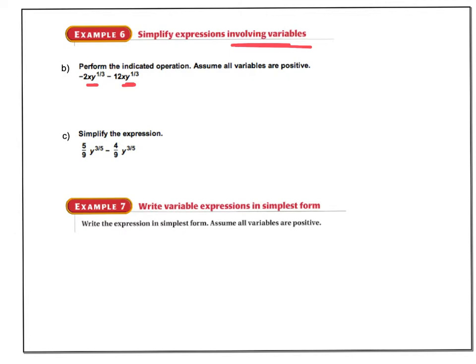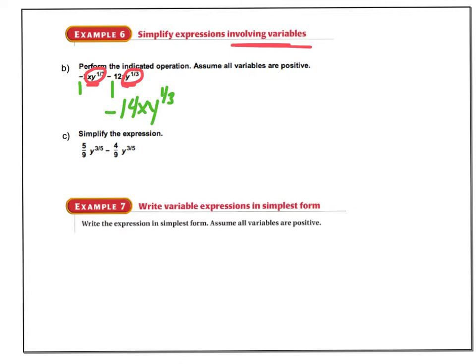So you have negative 2xy to the power of 1/3 minus 12xy to the power of 1/3. Because these are identical parts, you can take the coefficients of negative 2 minus 12 and combine those to get negative 14, and then you just rewrite down the rational exponent part, or the variable part in this case. It looks more like combining like terms, but you really do have a radical expression there. It's a third root of y that's happening.